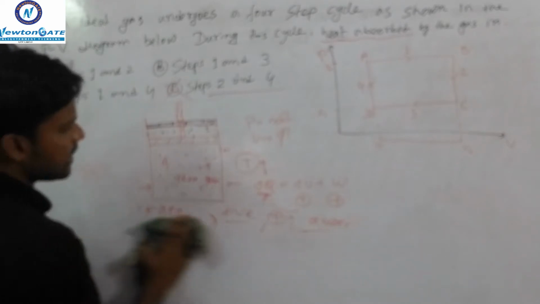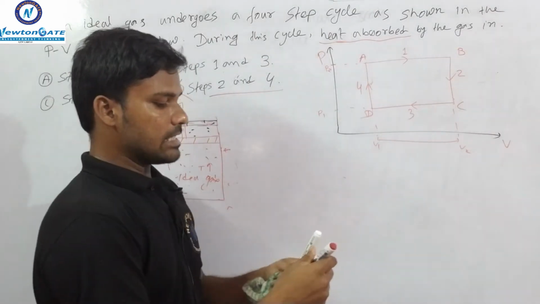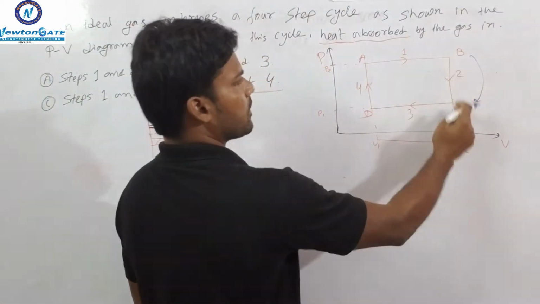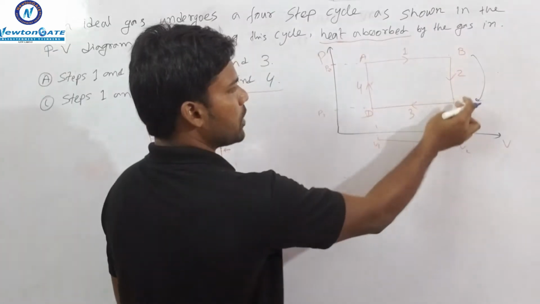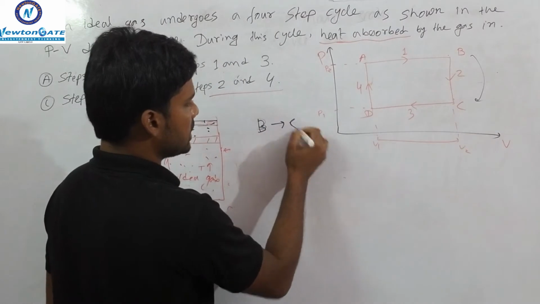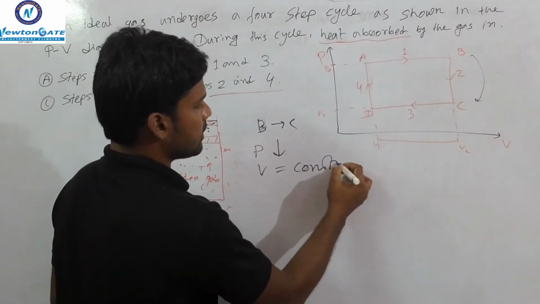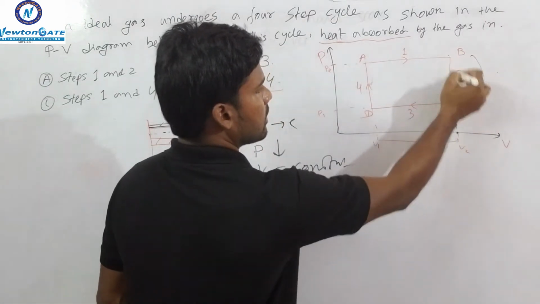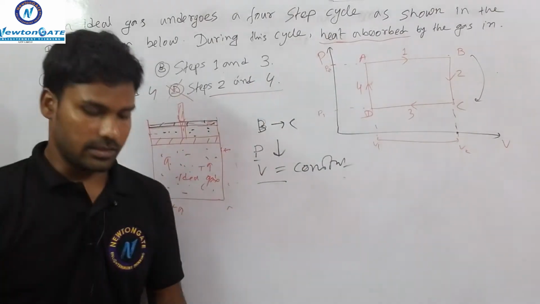Now in step 2, that is gas goes from B to C in this path. Here you can see pressure is decreased from P2 to P1, B to C. In this journey B to C, pressure is decreased, V is constant here, because here V2 is constant in this path, B to C. V is constant here and pressure is decreased.